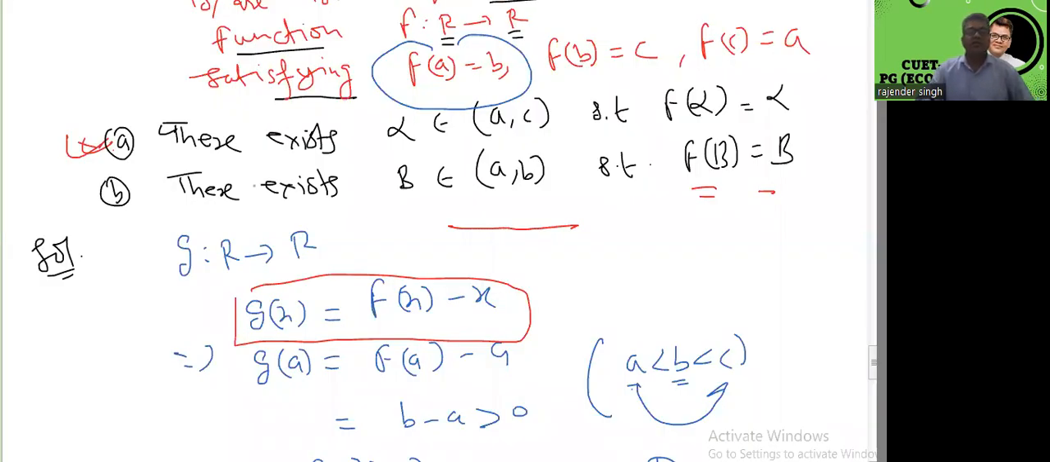So in this case, we say that option A is the correct answer, but we can't say option B is correct. We are not sure this exists or not for the given function, but we are sure that option A is the correct answer, right? So sometimes this type of question can be asked in your exam. Okay, so be very careful.